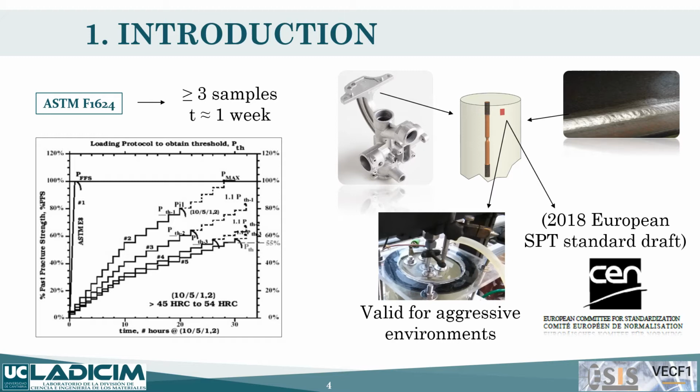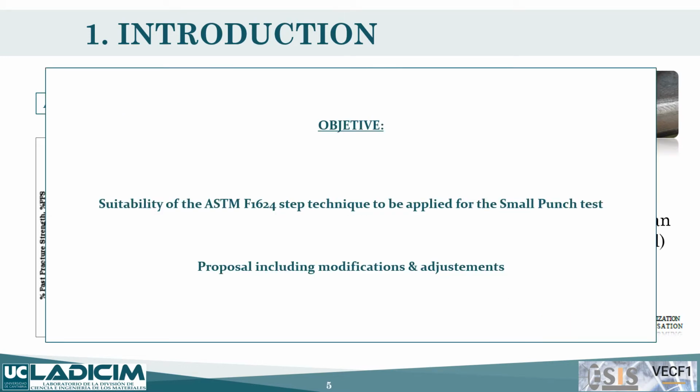This test, the small punch test, has had a European standard draft since 2018 that will probably become a standard this year, and it was validated to be used for characterizations in aggressive environments. So the objective of this work is to study the suitability of the ASTM F1624 step technique to be applied to the small punch test, proposing modifications and adjustments necessary to implement this methodology in this test.